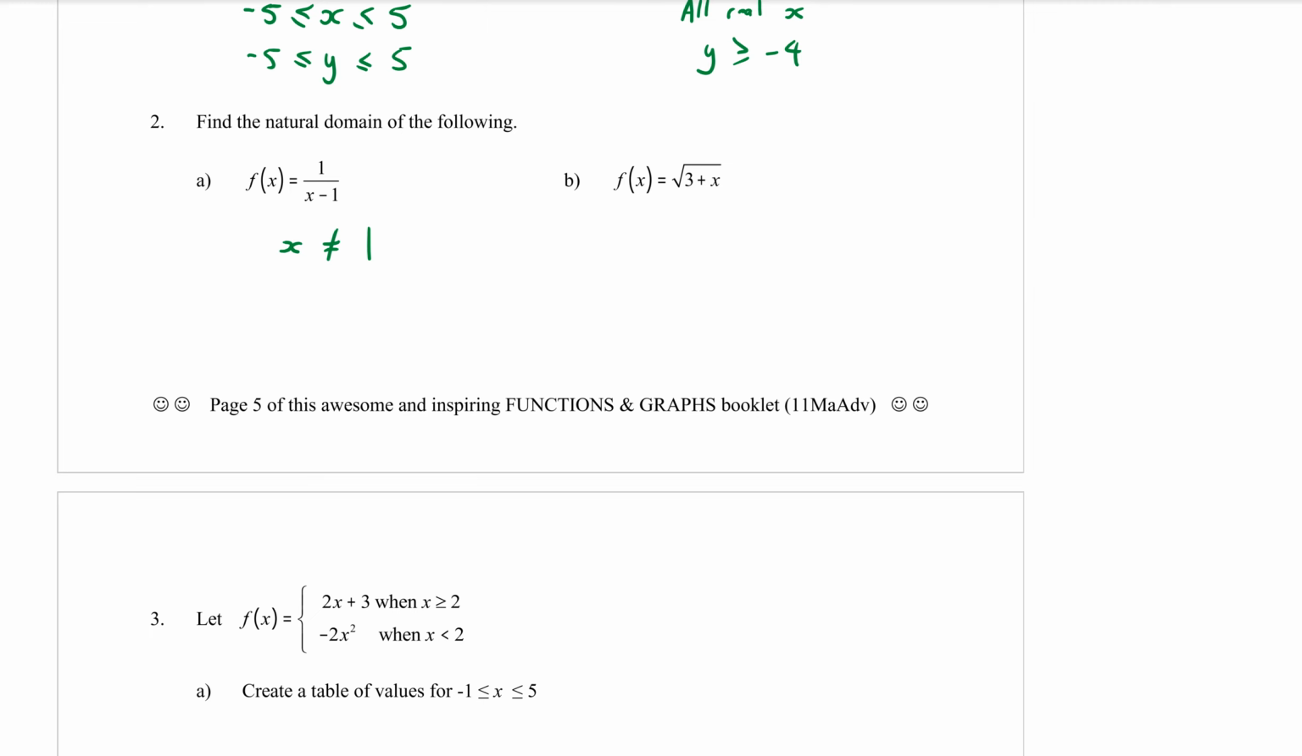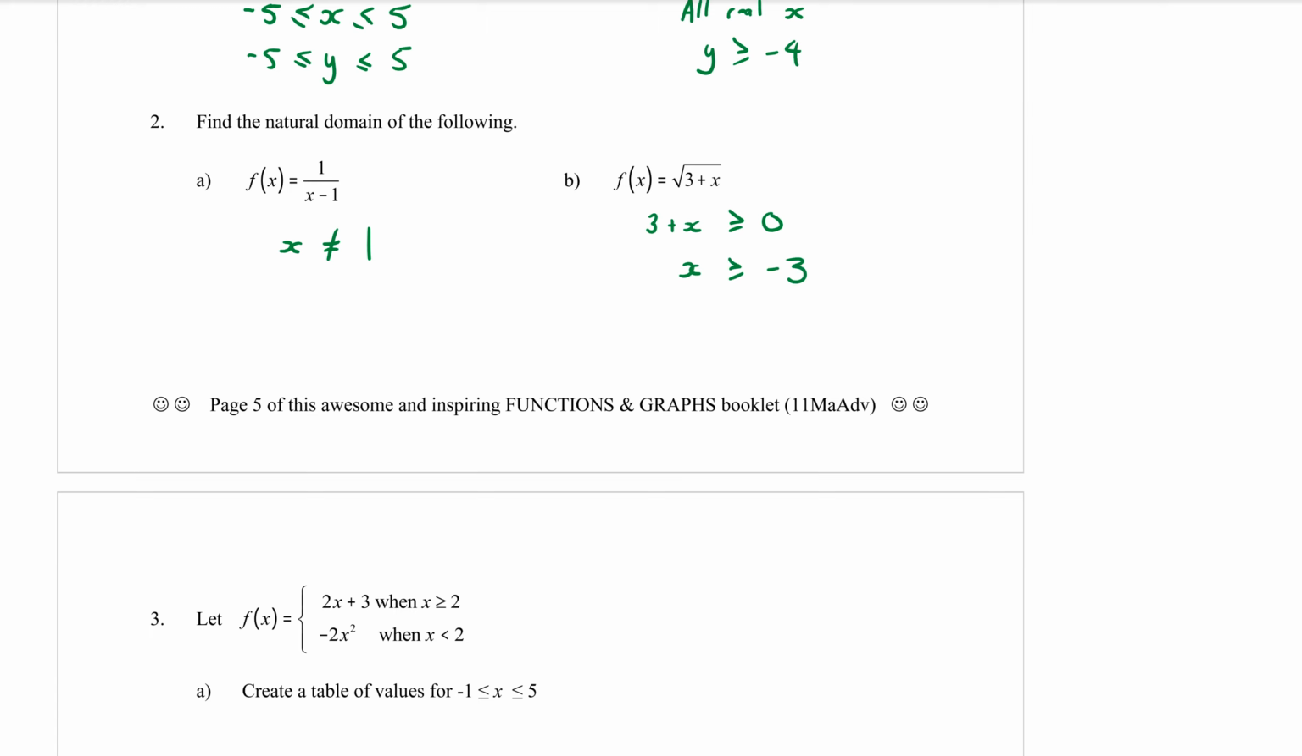Okay, the next one with square root signs. What can't we do to square root signs? Negative. Can't be negative. That's right. You can't square root a negative number. So, as soon as you see the square root sign in your equation, whatever is underneath it, the 3 plus x, must be greater than or equal to 0. It can equal 0, it just can't be less than it, okay? And if I solve that, which means I subtract the 3 across to the other side, that means that x must be greater than or equal to -3.